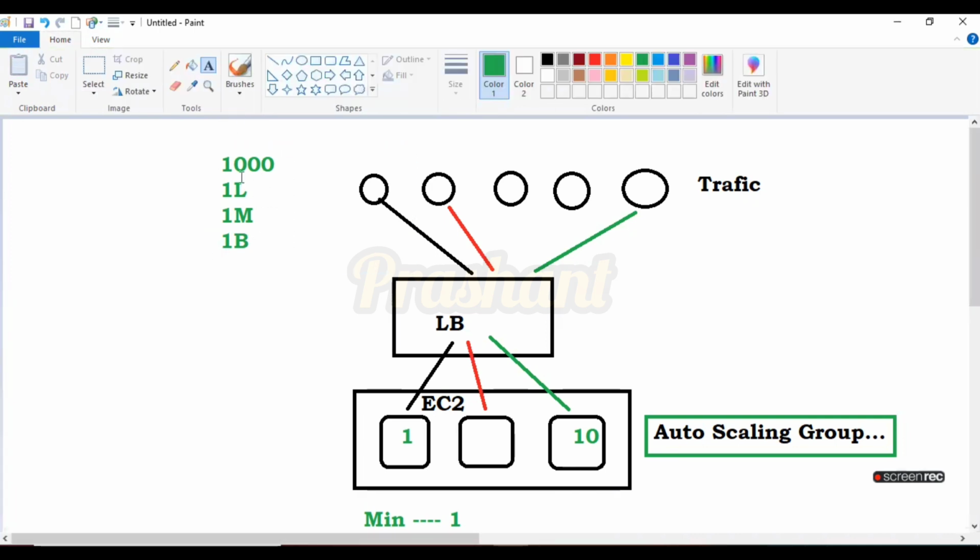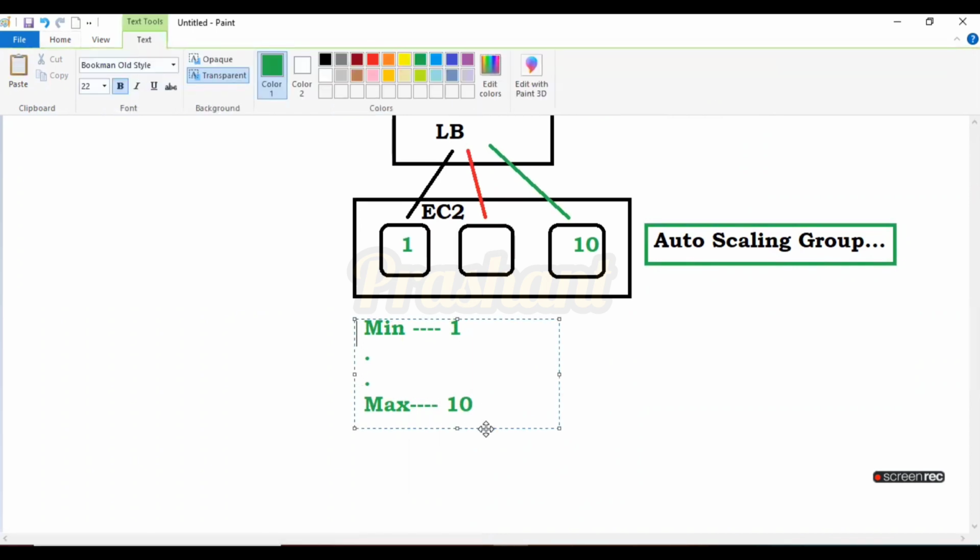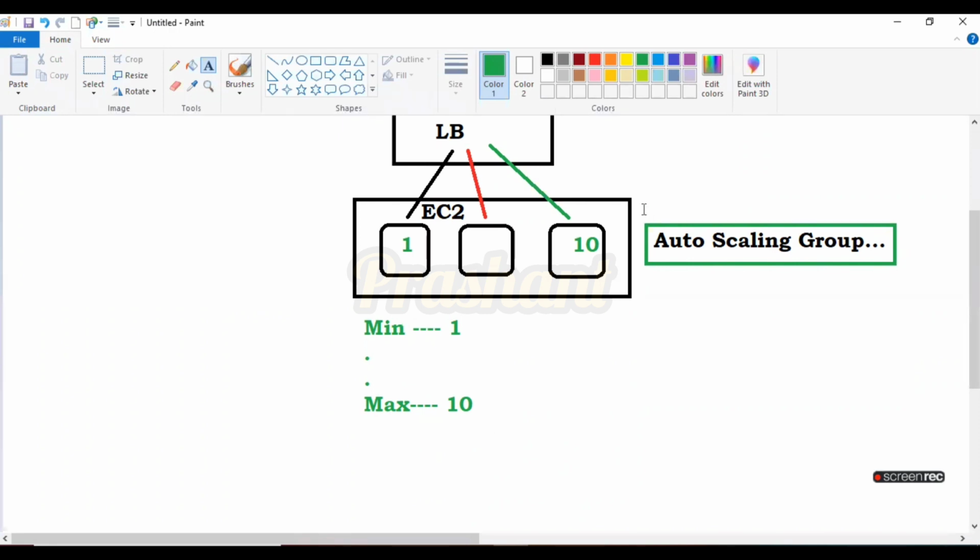When and how much traffic will come, we don't know. Accordingly, we are just considering the minimum one EC2 will be required and maximum 10 will be sufficient. Right. So there is one concept called auto scaling group.